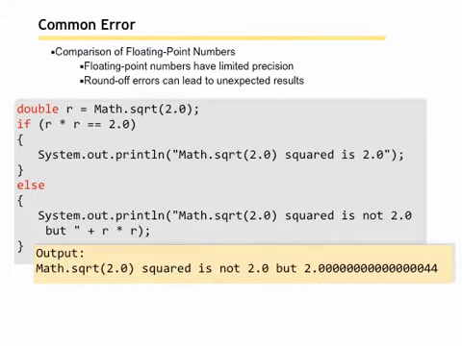A common error when comparing floating point numbers is to use the double equal sign, and as we mentioned previously, round-off errors can lead to unexpected results. So rather than saying if r times r equals 2.0, we look at the absolute value of the difference. Can you remember how we did that? Hit pause and see if you can work it out for yourself.